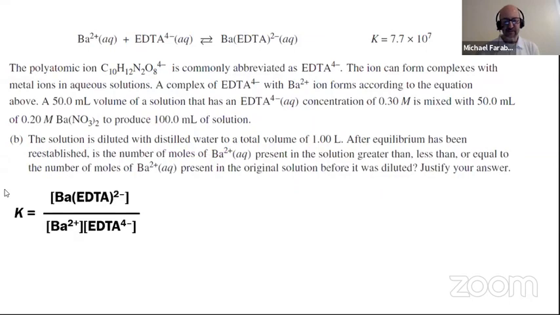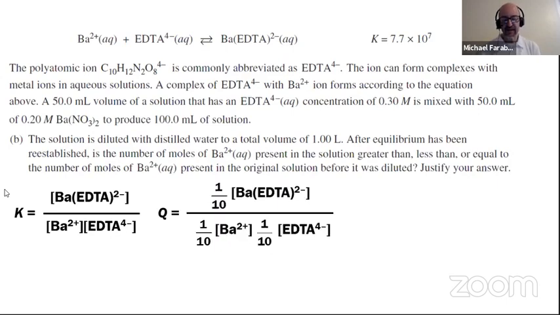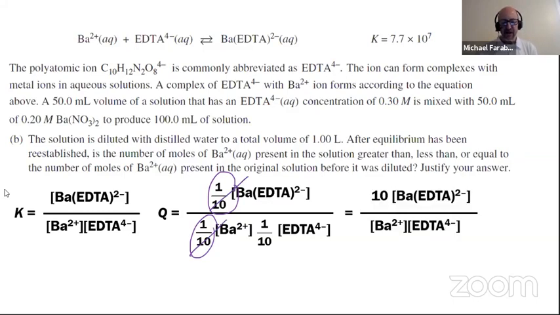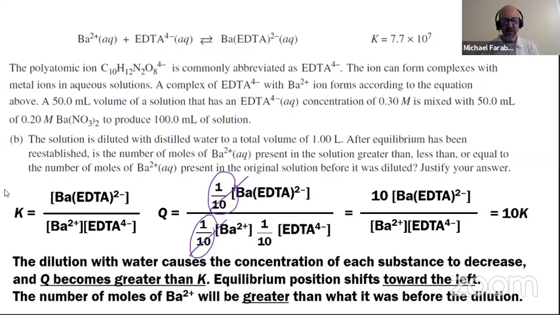So here's our K expression, but now we have Q. And each of those concentrations has been diluted, reduced by a factor of 10. Well, there's a 1/10 on the top and on the bottom, so that will divide out, but I still have an extra 1/10 on the bottom, which when I flip that, because it's on the bottom, becomes 10. So effectively, my Q is equal to 10 times the value of K. So what did the dilution do? The dilution with water causes the concentration of each substance to decrease. And then as a result, Q becomes larger than K. And when Q becomes larger than K, equilibrium will shift in this direction.